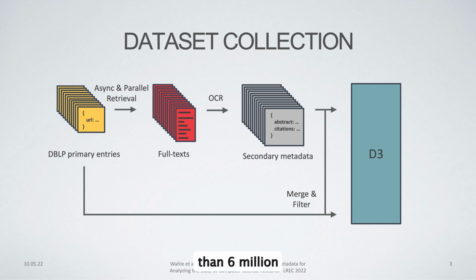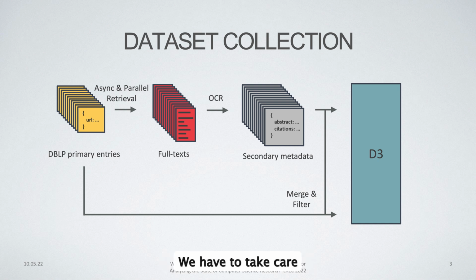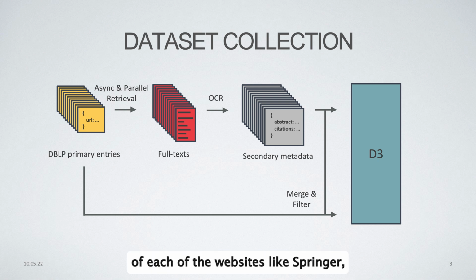So doing this for more than 6 million publications is a bit more technical than portrayed here, which is why we implemented a parallel and asynchronous routine. So there are many processes. They're independently sending requests, and then they're not waiting for the retrieval, so they can send a lot of parallel requests. You have to take care not to send too many requests to one domain to not get blocked, and you have to respect the limits of each of the websites like Springer, IEEE, ACL, and so on.